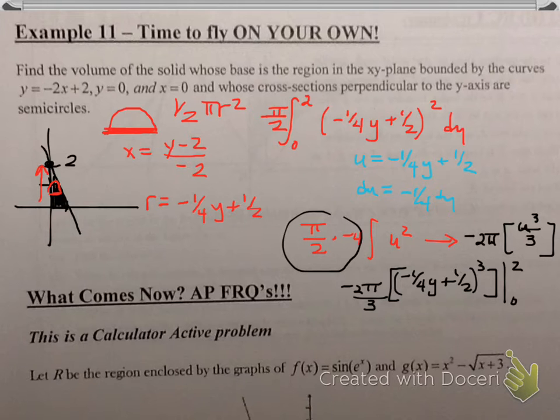And when we finish everything up in here, negative 2 pi over 3 is going to be multiplied by, well, it winds up being: you plug in 2 here and you get 0. Plug in 0, and you get 1/8. So we should get a final answer here of pi over 12.